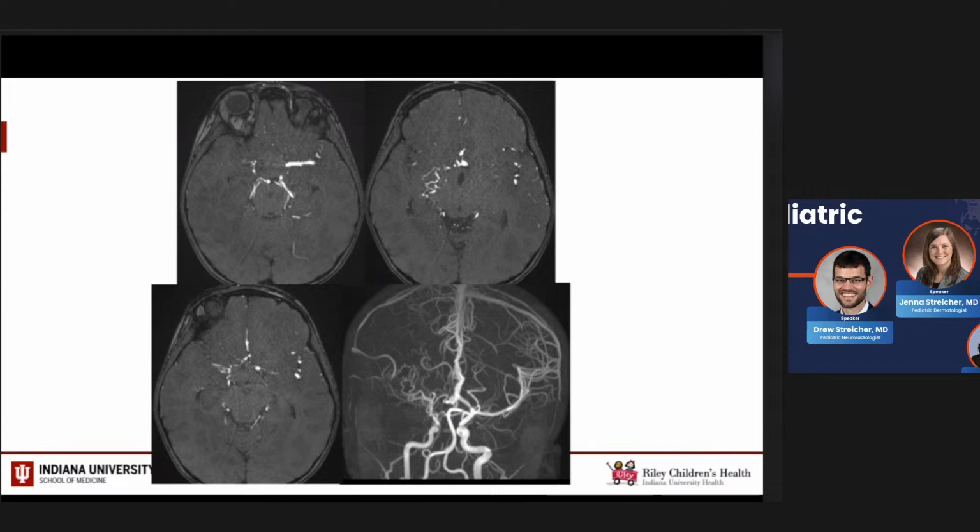On the axial source images, again, we see that there's asymmetric flow-related signal in the supraclinoid ICA. We do not see the M1 segment in that top left image. Top right image, we see increased flow-related signal in the lateral lenticulostriate vessels, and then kind of wrapping back even towards the ambient cisterns. We see all that collateralization from a moya-moya vasculopathy.